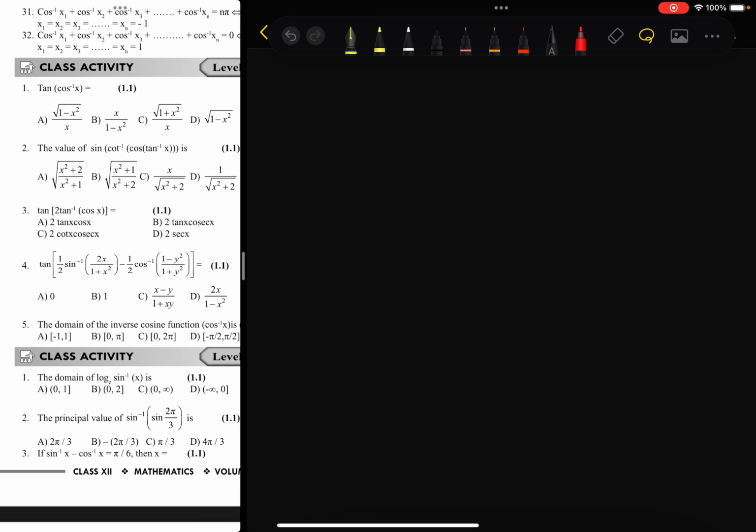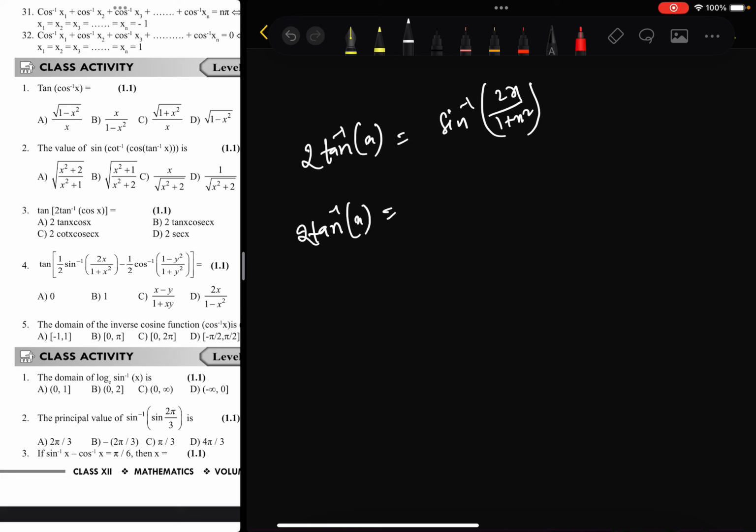There is a formula that is 2 tan inverse x. In terms of sine, this equals sine inverse 2x upon 1 plus x square. Another formula for 2 tan inverse x is cos inverse of (1 minus x square) upon (1 plus x square). So these two formulas you can use in question number 4.